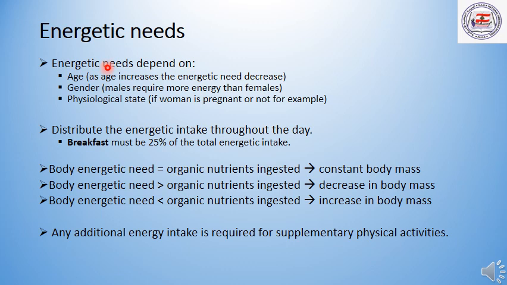The energetic needs depend on, first, age. For example, as age increases, the energetic need decreases. Because you know that usually youngsters require more energy than adults. Another factor is gender. For example, males require more energy than females in order to build a bigger muscular body. A third factor is the physiological state of the body. For example, if a woman is pregnant or not. So usually a woman that is pregnant requires more energy than a woman that is not.